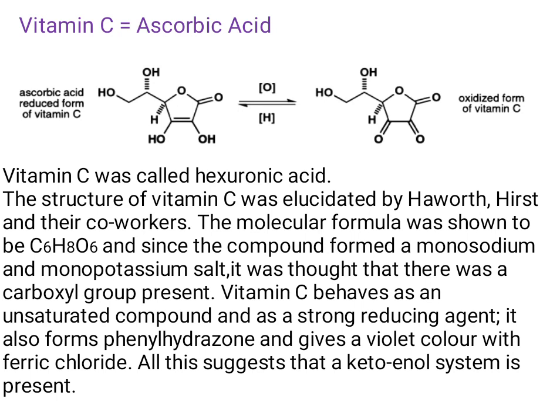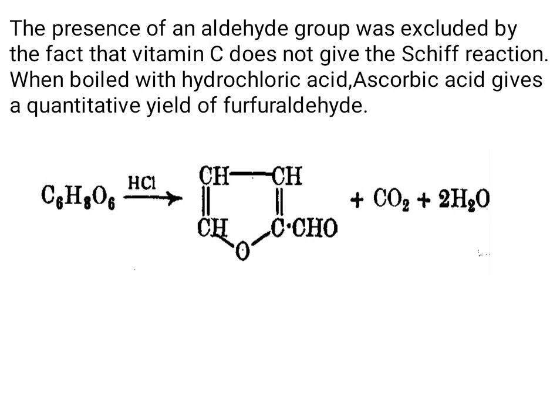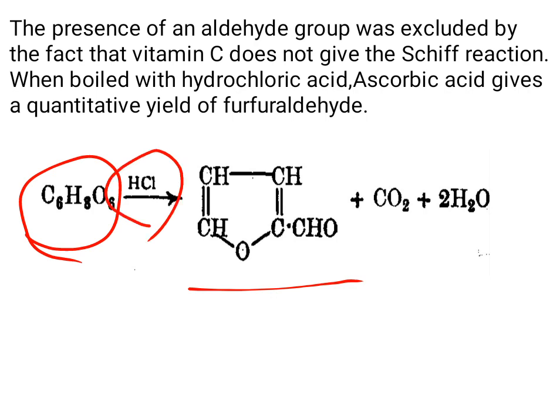Vitamin C behaves as an unsaturated compound and as a strong reducing agent. It also forms phenylhydrazone and gives a violet color with ferric chloride. All this suggests that a keto-enol system is present in vitamin C or ascorbic acid. The presence of an aldehyde group was excluded by the fact that vitamin C does not give the Schiff reaction. When boiled with hydrochloric acid, ascorbic acid gives a quantitative yield of furfuraldehyde. This is the furfuraldehyde.